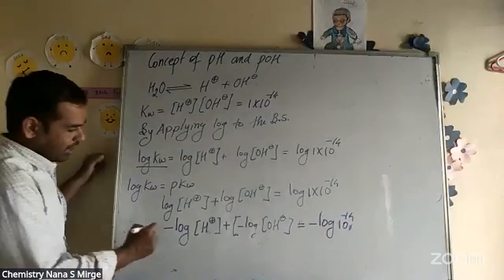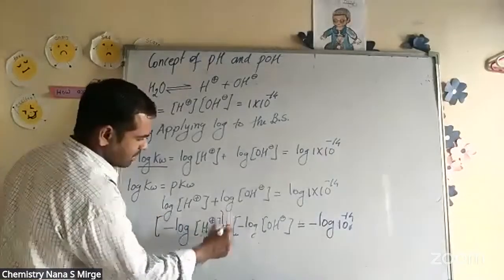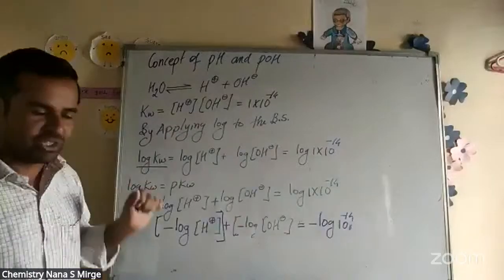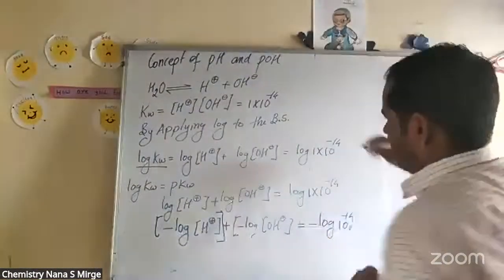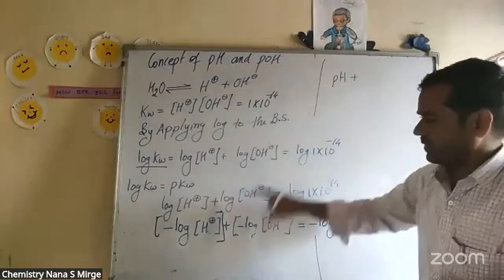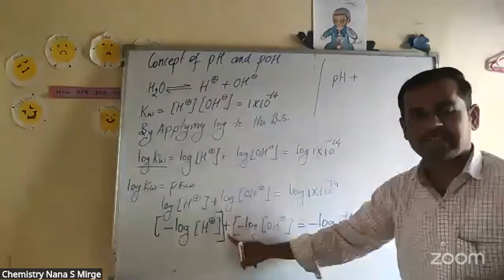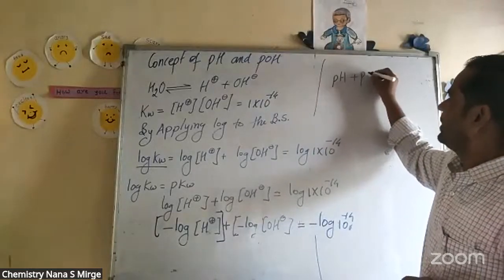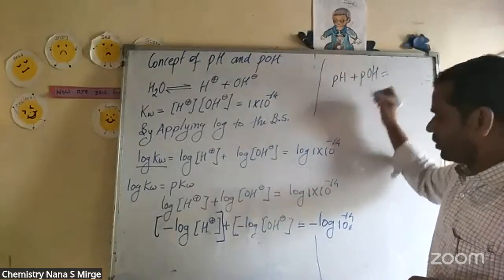मल्टीप्लाई किया. अब इसे क्या कहेंगे हम? What is the definition of pH? नेगेटिव लॉगरिथम ऑफ H प्लस कॉन्सेंट्रेशन. यस, मतलब हम इसे pH लिख सकते हैं, लिख सकते हैं ना pH. और इसे क्या लिखेंगे हम? यस सर. यस, pOH इज इक्वल टू क्या आएगा?